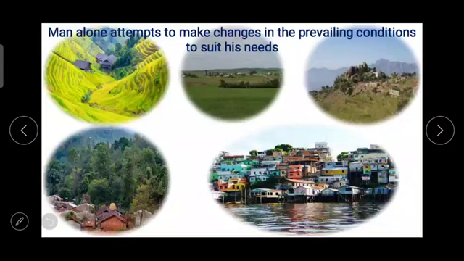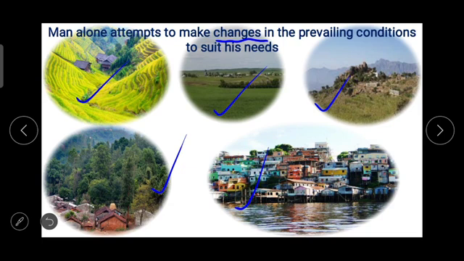Next thing, all living things try to adapt to the various geographical conditions like a rocky terrain, steep slopes, flat plains, mountainous regions, forest covered areas, river basins, etc. Man alone attempts to make changes. This one is a very important sentence. Man alone attempts to make changes in the prevailing conditions to suit his needs.